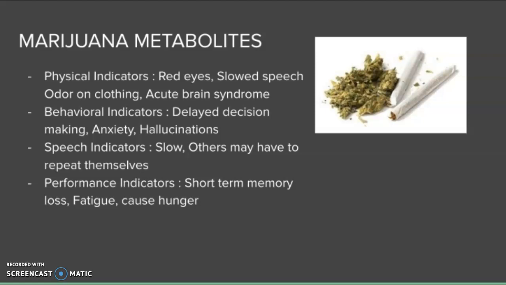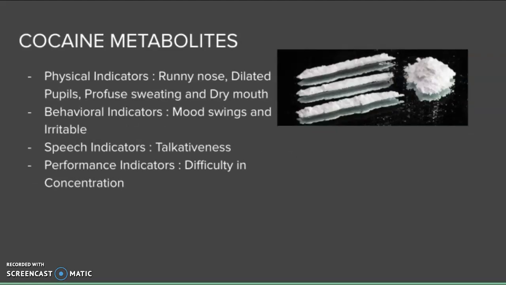The physical indicators that you can tell someone is using this are red eyes, slowed speech, odor on their clothing, and acute brain syndrome. The behavioral indicators will be delayed decision making, anxiety, and hallucinations. The speech indicators will be very slow, and others may have to repeat themselves over and over for them to finally understand. The last one is the performance indicators, which are short-term memory loss, fatigue, and it may cause hunger.